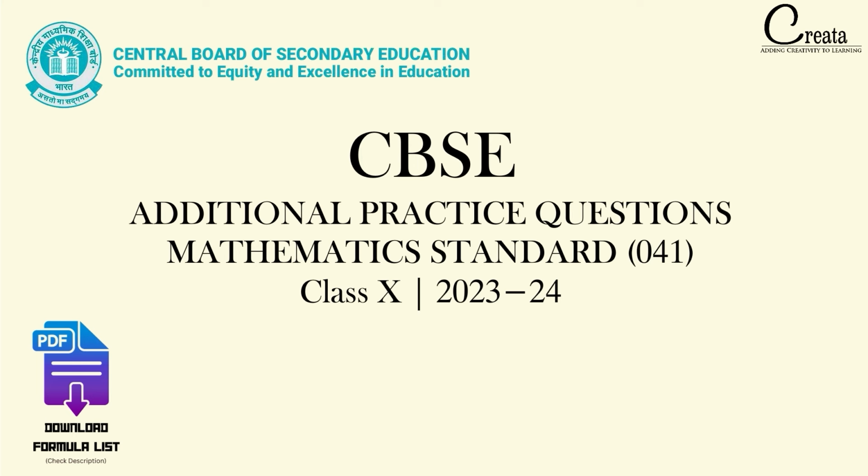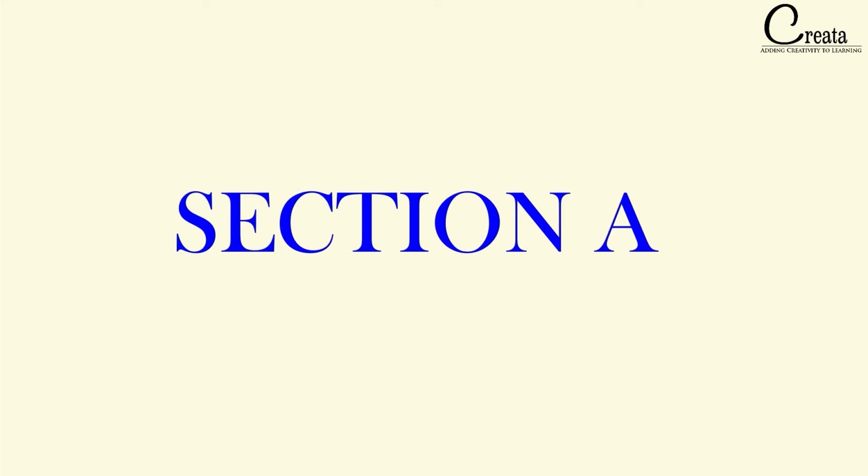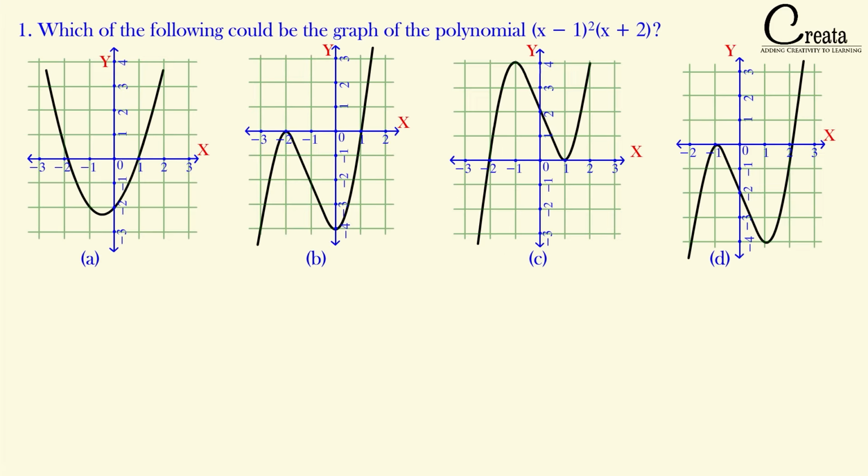So without taking any further time, let's start with section A, question number 1. Which of the following could be the graph of the polynomial? A polynomial function is given and 4 options of the graph are given. We have to check which of the 4 graphs is the graph of the polynomial (x minus 1) whole square into (x plus 2).